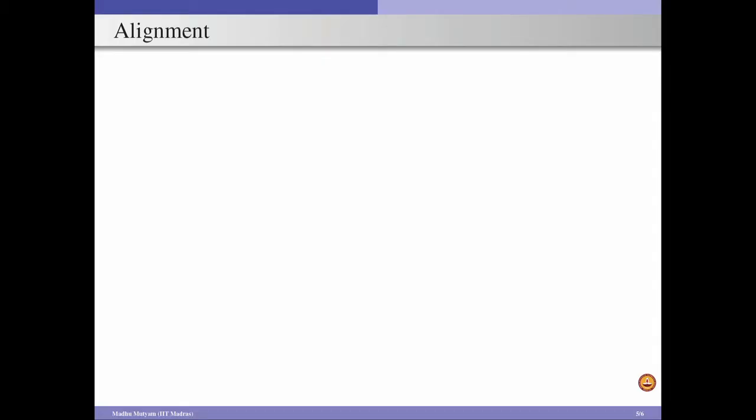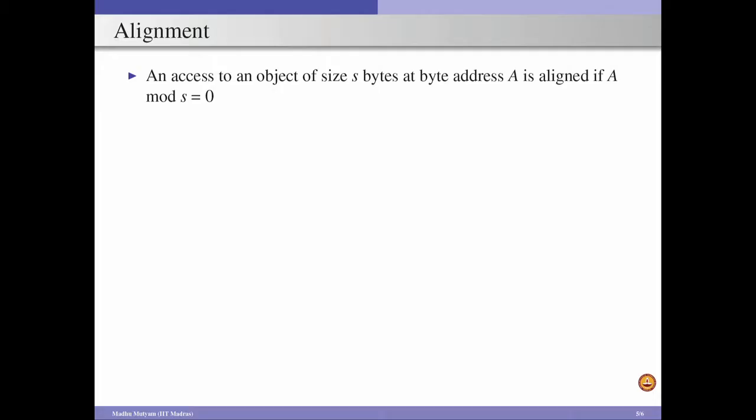And coming to alignment, again some ISAs specify that alignment should be followed and some don't. An access to an object of size s bytes at byte address A is aligned if A mod s is equal to 0. So if I have an object of 1 byte, it is aligned and can be placed anywhere. Whereas in the case of a 2-byte object, I always have to store this object in the even locations of the address. If I store that in an odd address location, it is not said to be aligned.